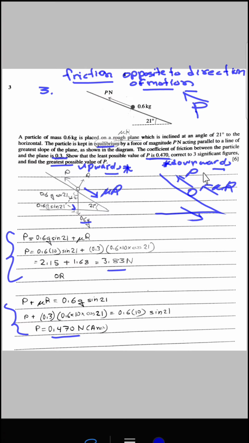Then for the second scenario, the object is moving downwards, hence friction is acting upwards. Thus P plus μR is equal to the downward component of weight. So we equate this to find the value of P, which is 0.470. This is the least value, and for the greatest value, P is 3.83 newtons, correct to three significant figures.